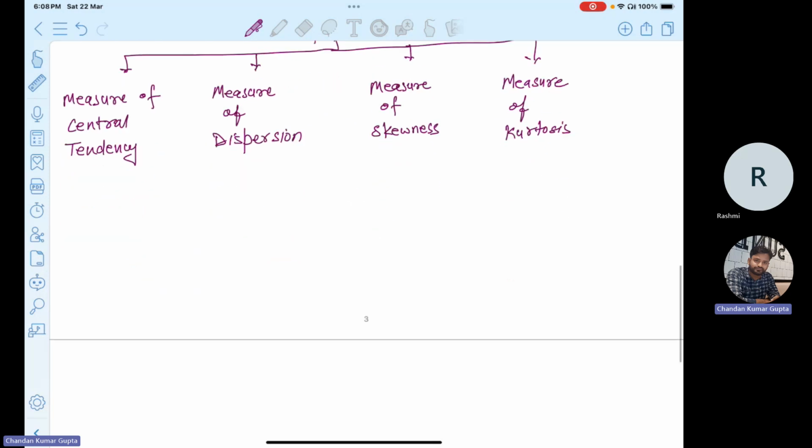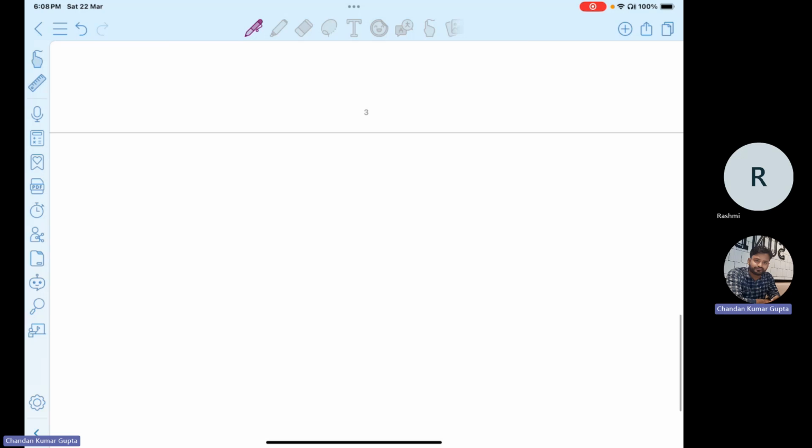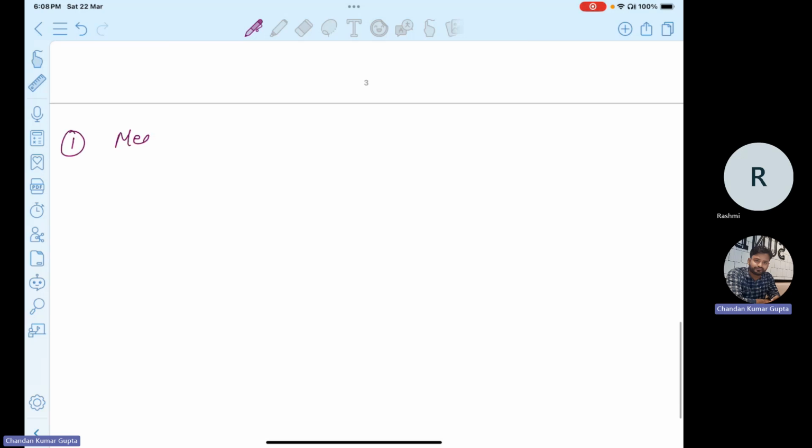So let's start one by one. The first one is measure of central tendency. In measure of central tendency, we choose those values that represent the whole data. That represents the whole data, meaning the data is centrally tended to that particular value. So that is called measure of central tendency.